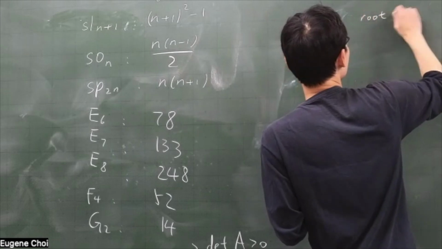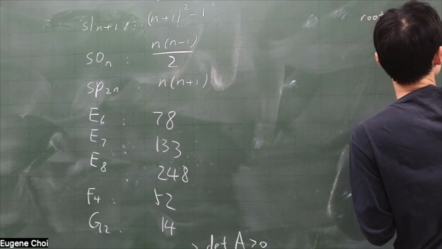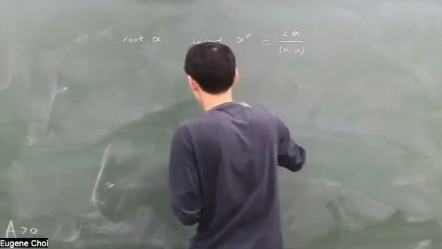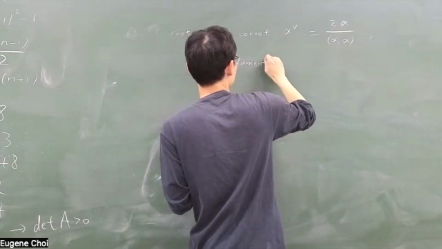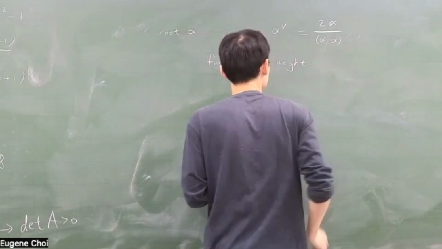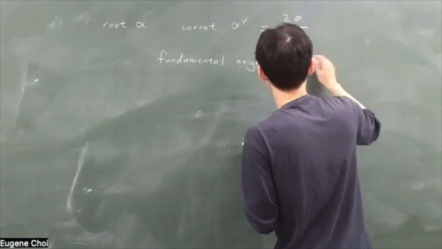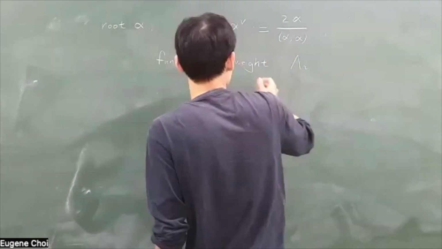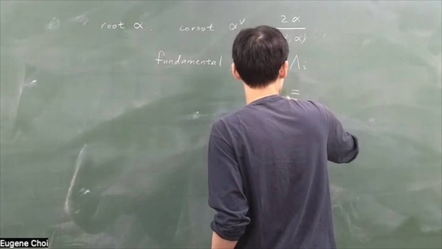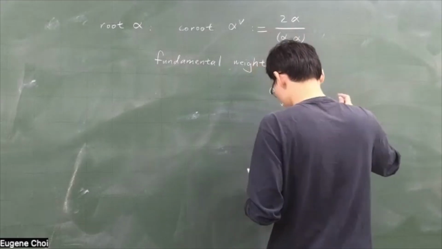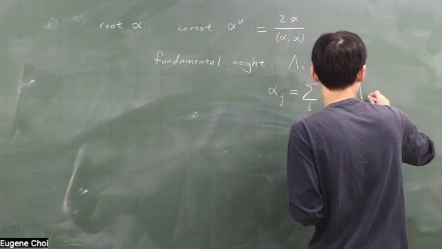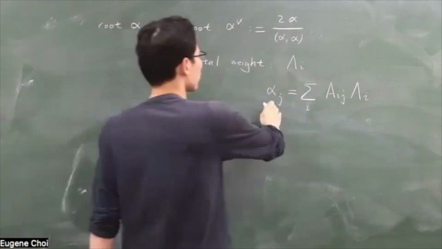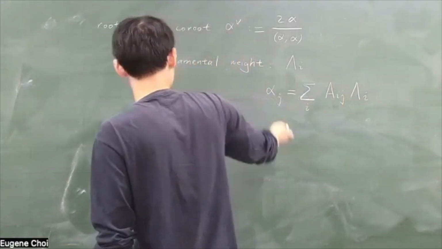We said you have the root alpha, and sometimes we can define the co-root alpha check, which is given by 2 alpha over alpha dot alpha. And also there is something called the fundamental weight, lambda i. It is a sort of covector. It spans the covector space of the co-roots. For any simple root, I can always use the fundamental weights and the Cartan matrix to express the simple root.